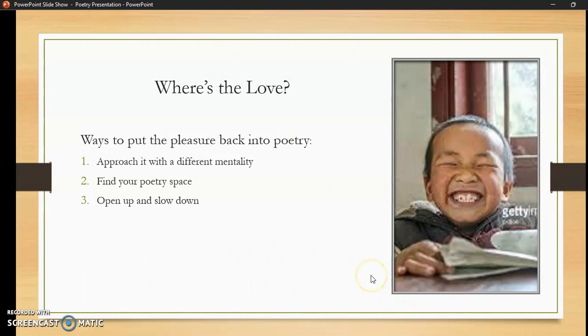And the last slide that I wanted to say, well, where's the love, right? How do we get to look like this little boy here with a big smile and put some pleasure back into poetry? Well, one is approach it with a different mentality. Don't go into it like you're trying to read a news source. Don't go into it like you're trying to watch a show on Netflix. But instead, I would start to think of it more like you're listening to music. What is the mood of that song? What is the mood of that poem? Don't just think of it as I'm trying to figure out what this is about. I want the answers.